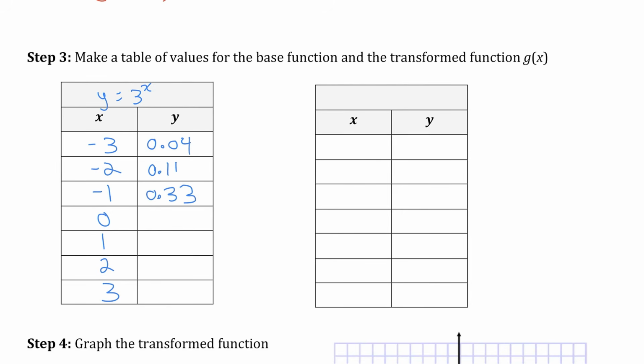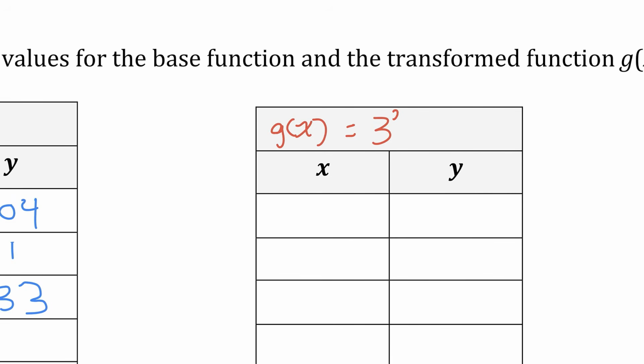Notice these values are tripling. 3 to the 0 is 1, 3 to the 1 is 3, 9, and then 27. My transformed function, I believe, was called g of x again, and it was 3 to the power of 2 times x minus 2, plus 1. So to the x, we said we had to divide it by 2 and add 2. And to the y, we said we just had to add 1.